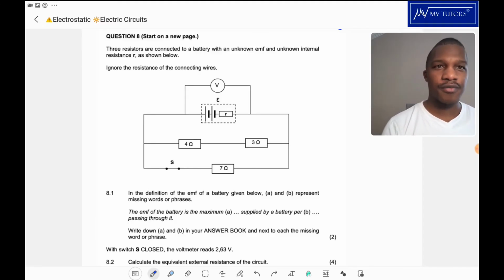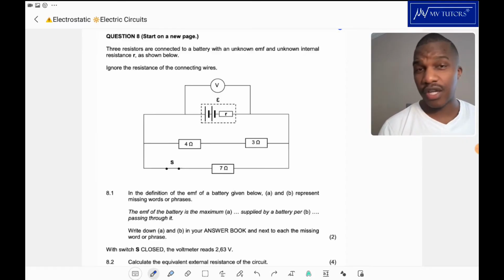The question says: three resistors are connected to a battery with an unknown EMF and unknown internal resistance as shown below. As you know, an EMF, let's just assume, is a battery. It has its own internal resistance, and in this case they're not giving us what that internal resistance is.